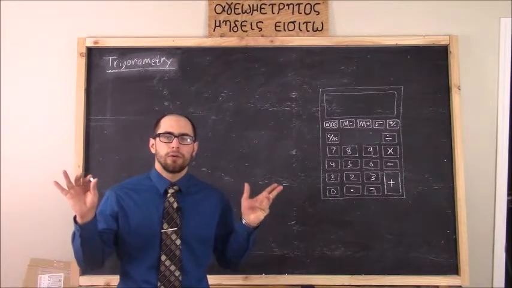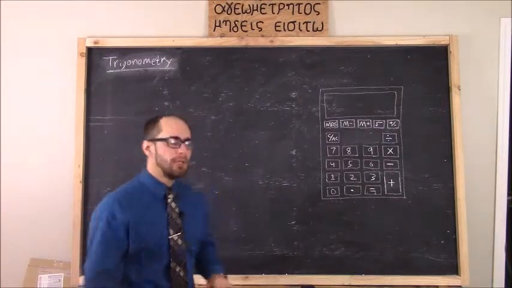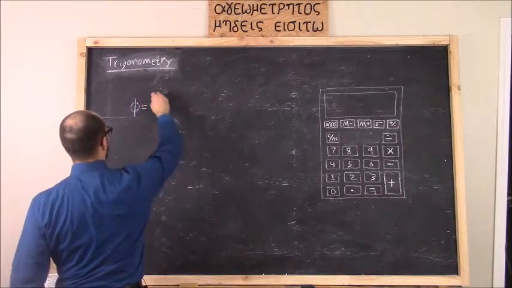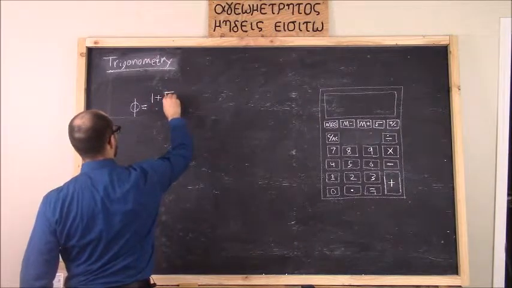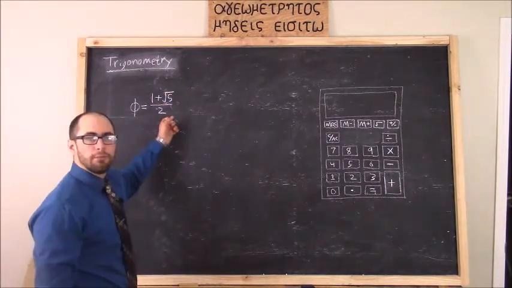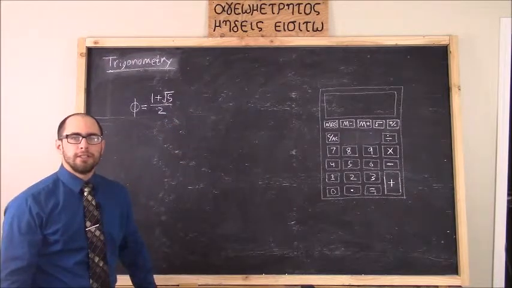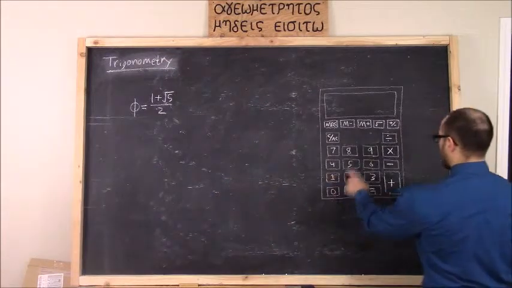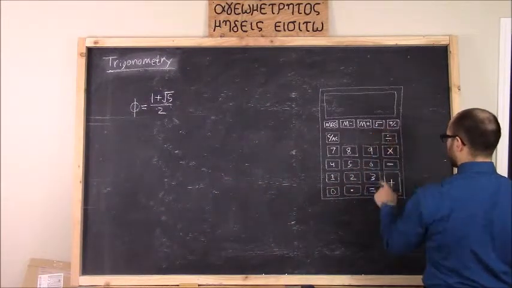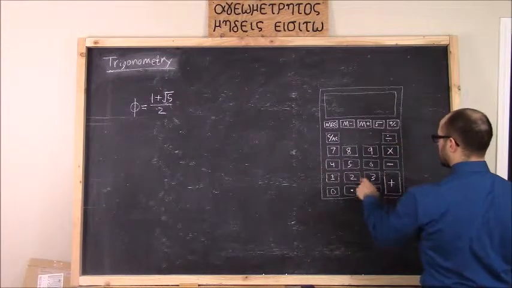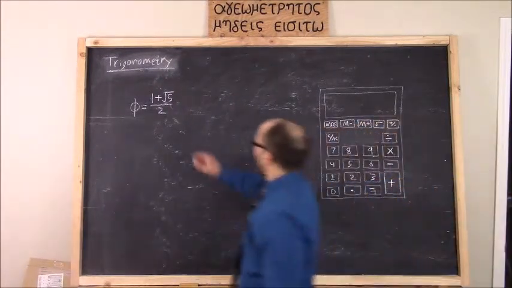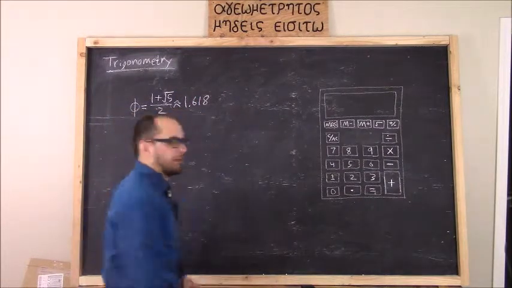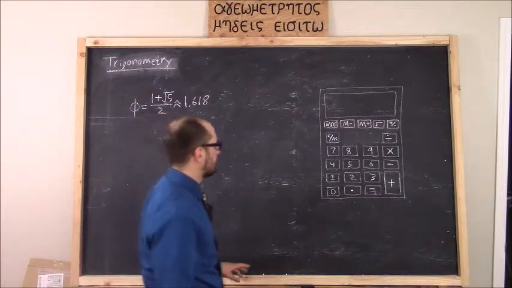These fall into the category of analytical methods, meaning there's an exact representation, something like phi equal to (1 plus square root 5) divided by 2. You can represent this exactly. Now there's also a decimal representation. If we were to punch it into a calculator like this, 1 plus square root 5 equals, divided by 2, equals, approximately 1.618.